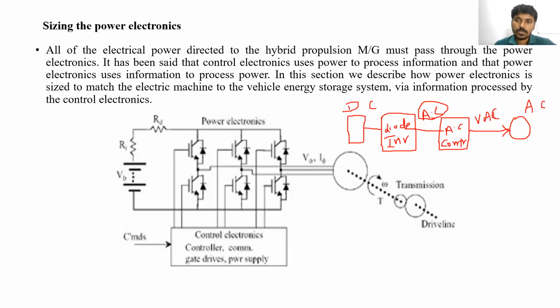If the output of this AC voltage controller is controlled, the speed of the AC motor is also controlled. If the speed of the AC motor is controlled, then obviously the vehicle speed is also controlled. Depending upon the situation and the condition, we can use different configurations. Clear?